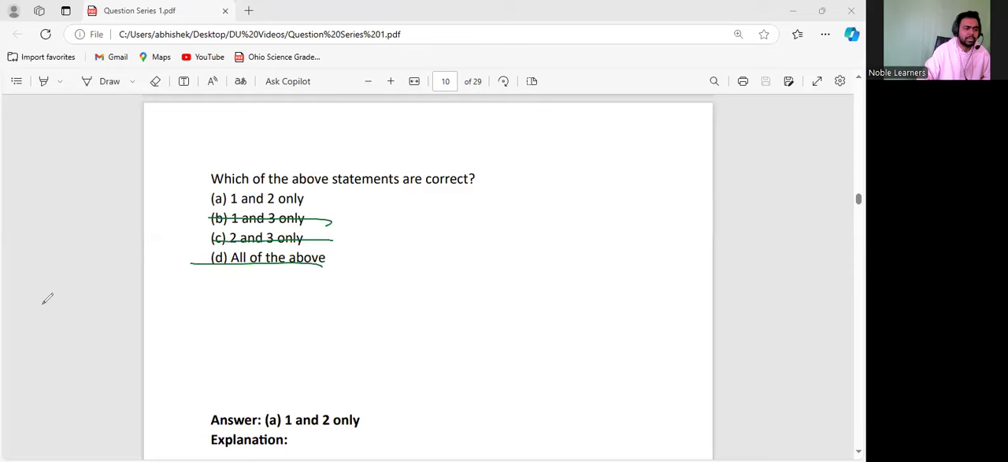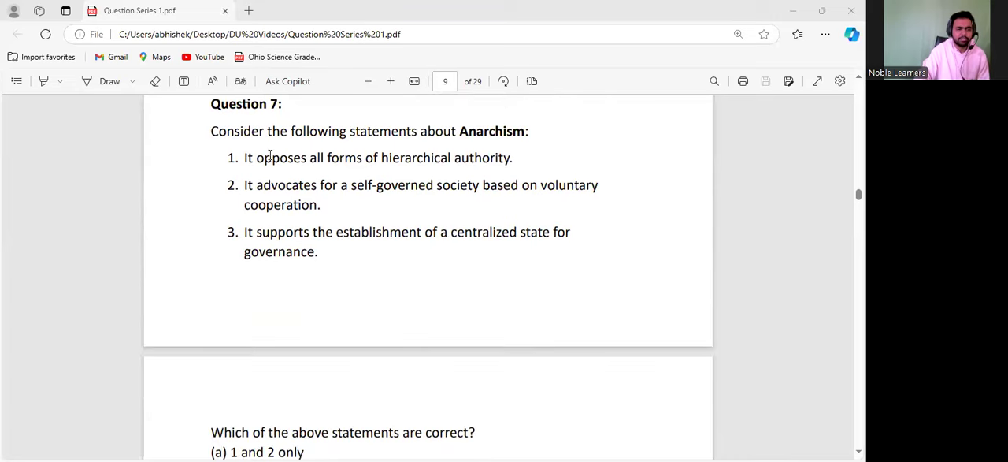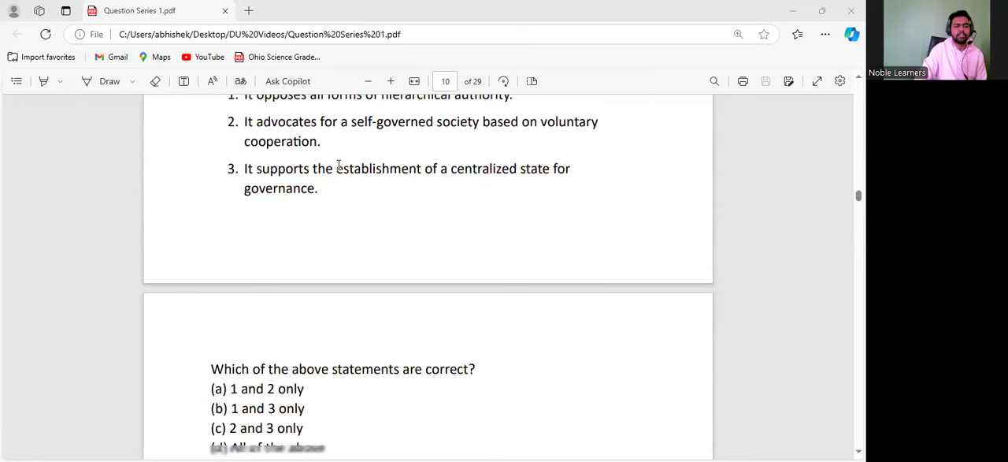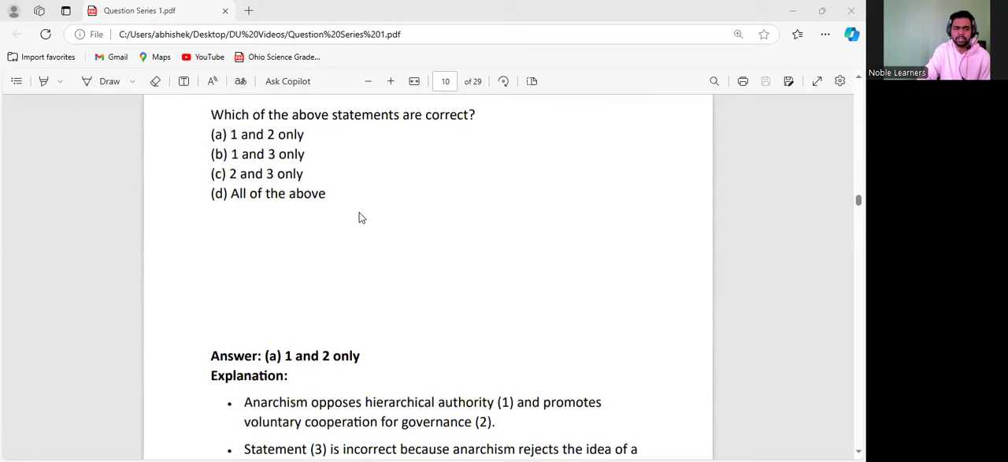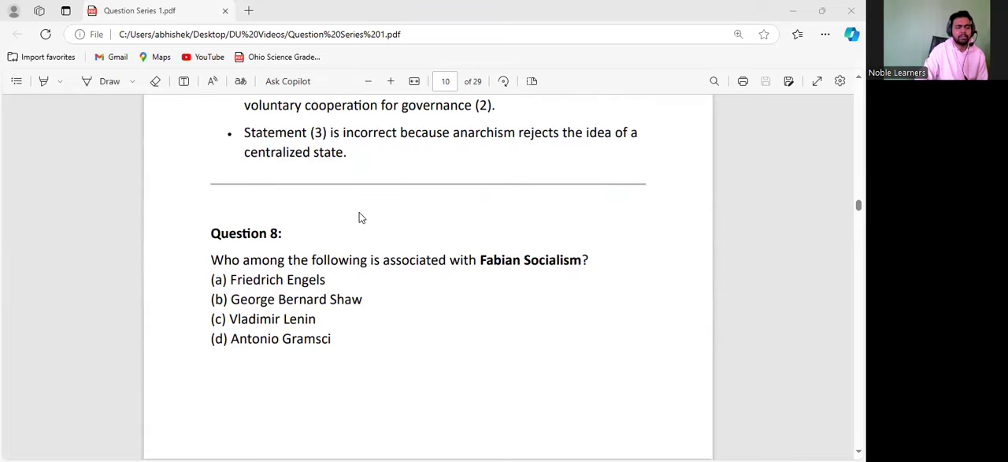So option number A is the correct answer for us in this question. Okay. And what was the first two statement? Okay, so it opposes all kind of hierarchical authority. That's very true. And also advocates for self-governance, as we know what is best for us, right? Now, who among the following is associated with Fabian socialism?